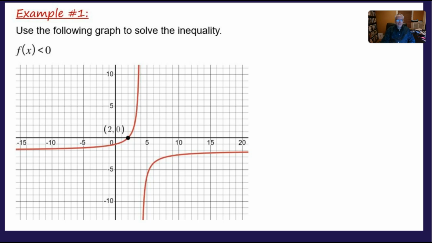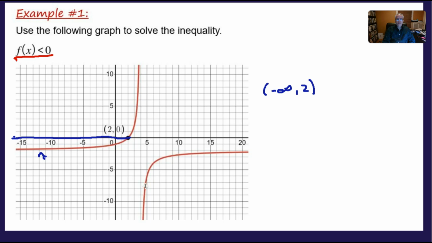So here we have a graph of a rational function, and we are looking for the values of x where f of x is less than 0. Well, we've got to identify the portions of the graph that are below the x-axis. So we see that this piece down here is below the x-axis. So we have values of x that go up to this x-intercept. All right, so that would be from minus infinity to 2, and not including 2 because that's where it's 0.